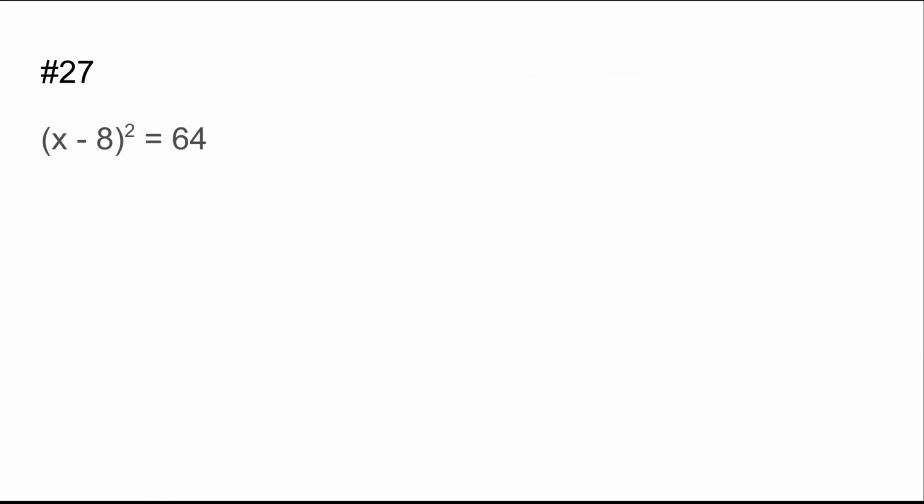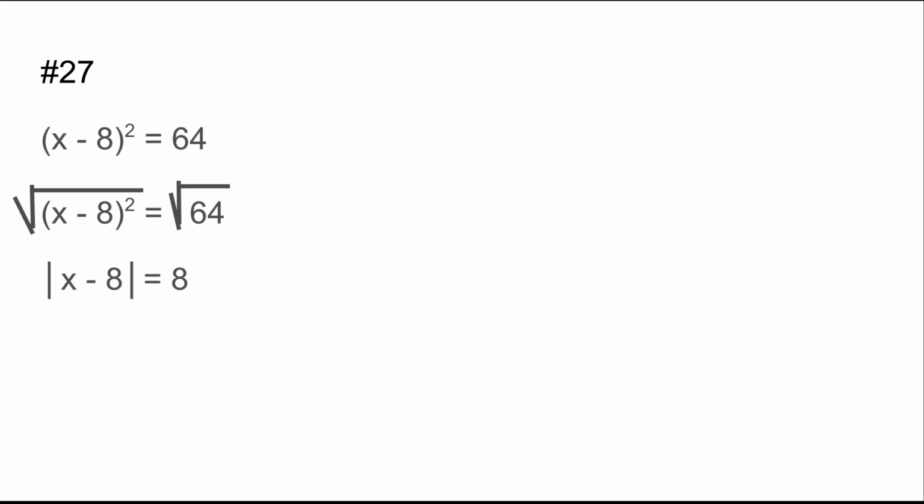Okay, ooh, it's going to be a nice perfect square. This will be fun. So square root of both sides. Absolute value, x minus 8 equals 8. And this time we're going to write it twice, equaling negative 8 and 8. So we're adding 8 on both sides, and x equals 16.